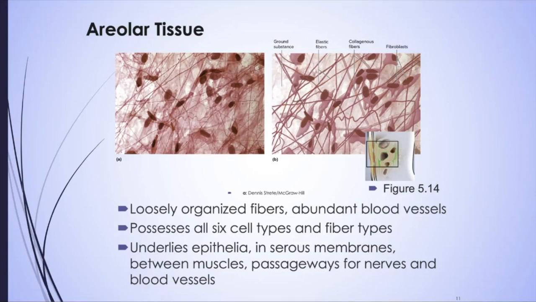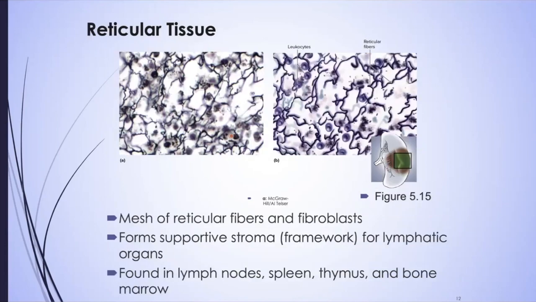And so this is a nice little drawing of it. This is the actual microscopic view of it. Pretty spot on, looks like it to me. So the reticular tissue. The reticular tissue is going to be made up of a mesh of reticular fibers. So it's a mesh. It's also going to include those fibroblasts. So they're going to form supportive stroma. The stroma is going to be the framework for the organs.